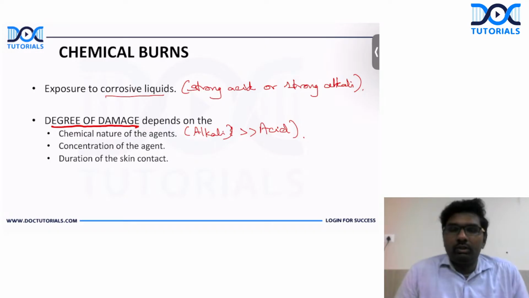And of course, the concentration of the agent. For example, in case of hydrochloric acid, strong, concentrated acid will cause more severe injury than a low concentration of hydrochloric acid. And also the duration of skin contact. If the duration of skin contact is higher, the degree of injury will also be higher. If duration is less, then the degree of injury will also be less.